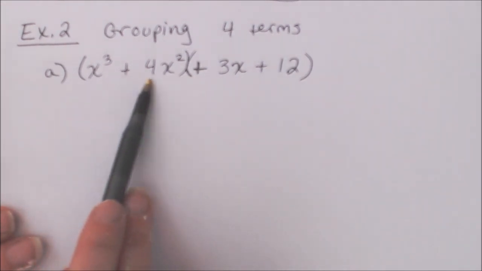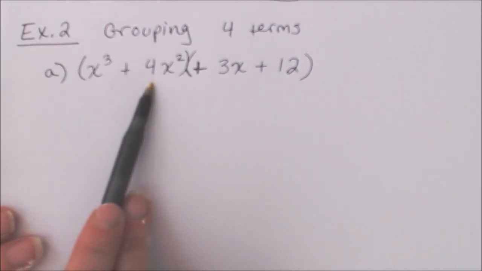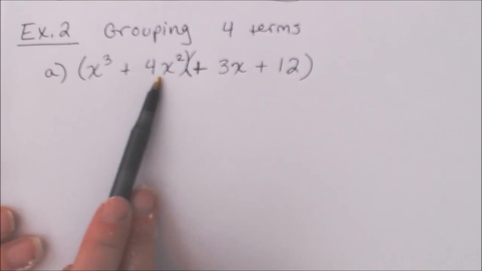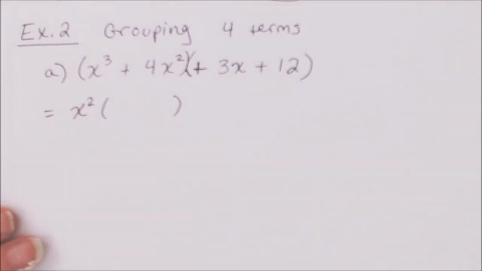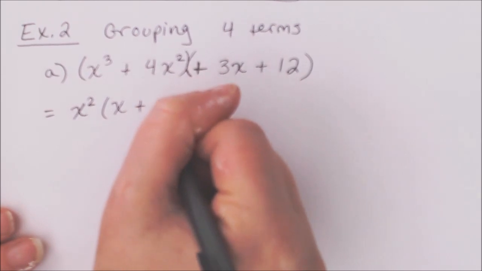So what I want you to do is look at the first set of parentheses. Is there a GCF we can take out of both of those terms? Hopefully you see that they have x in common, and the lowest powered x is x squared. So I'm going to take out x squared from just those first terms, and then that leaves me with what in the parentheses? I need two terms, and it's going to be x plus 4.